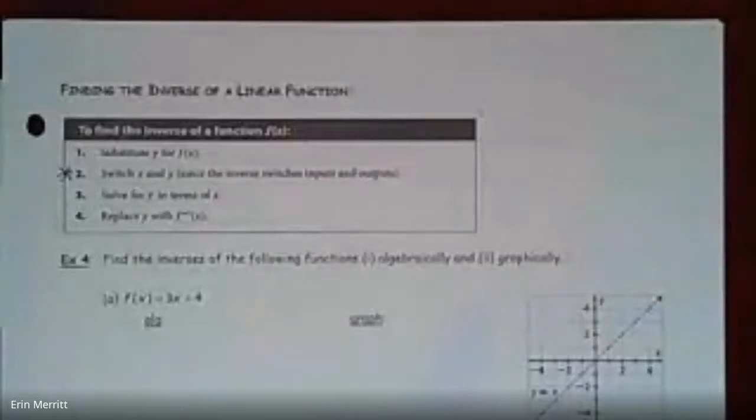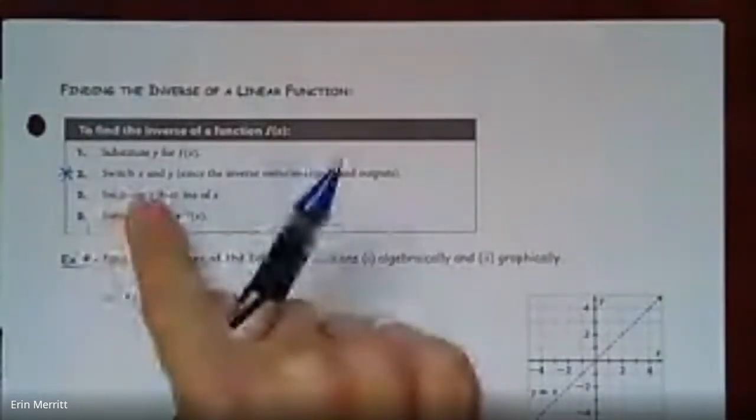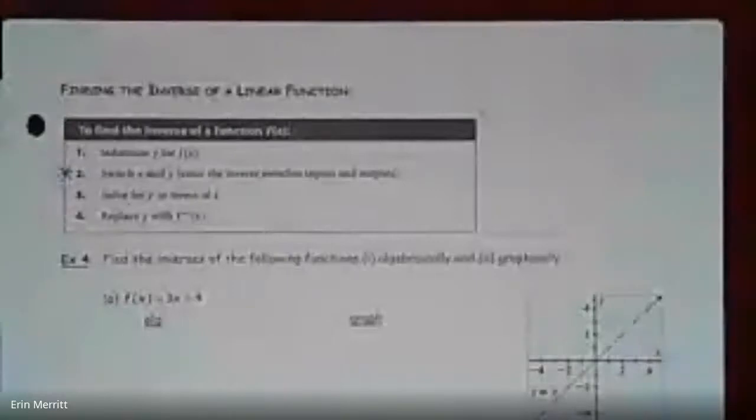So wherever there's an f of x, we're going to sub back in just a plain old y. And then here is the key step. We are going to switch x and y. Since the inverse actually switches your inputs and outputs, you're actually going to calculate or determine an inverse equation.